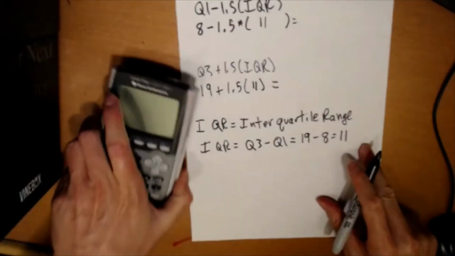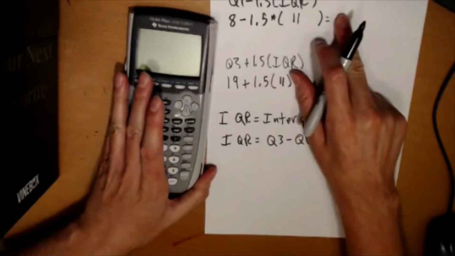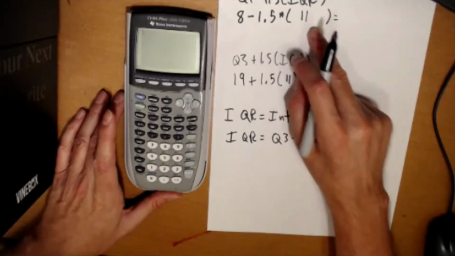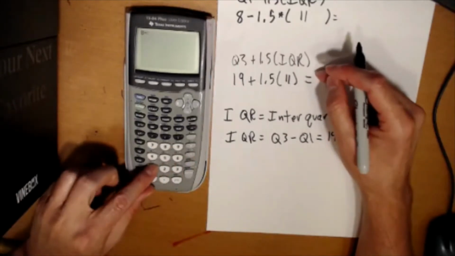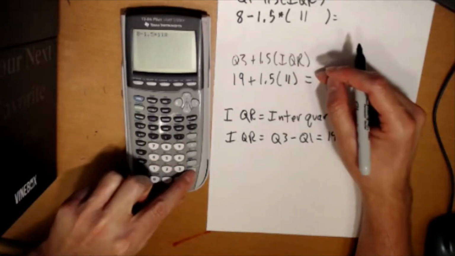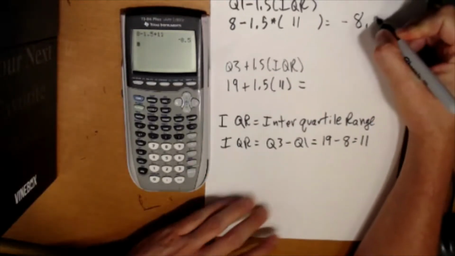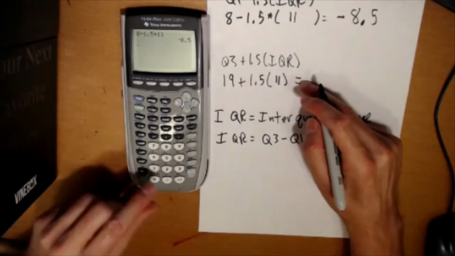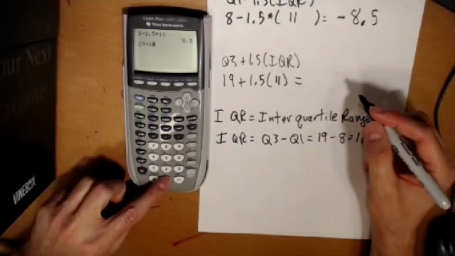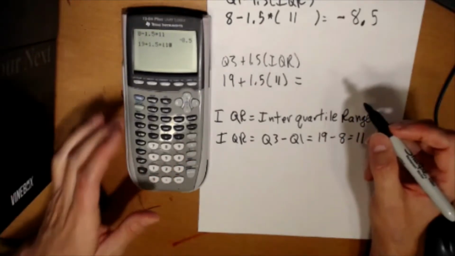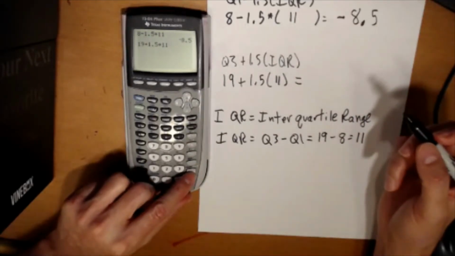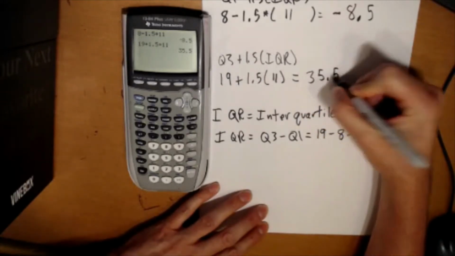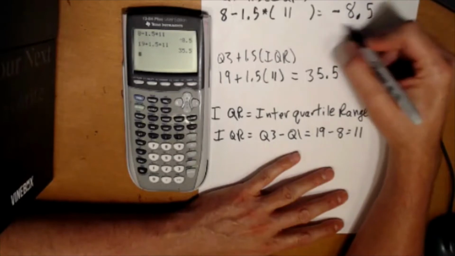Okay, so just bust out your calculator. Remember to do your order of operations first. So let's see, clear. 8 minus 1.5 times 11 is negative 8.5. Need a new pen. Okay, now down here, 19 plus 1.5 times 11. I'm going to pretend you can see this. I'm talking you through it. Enter. 35.5. Okay, so anything below negative 8.5 is an outlier.